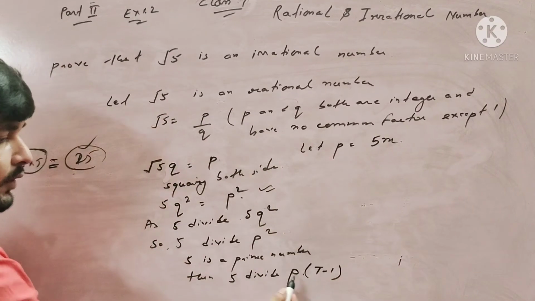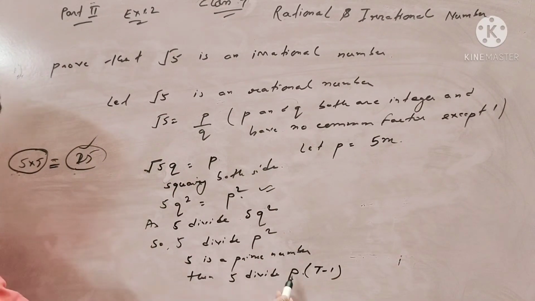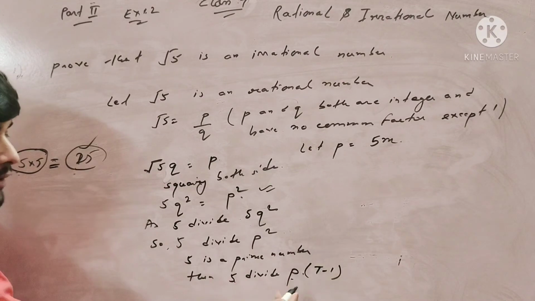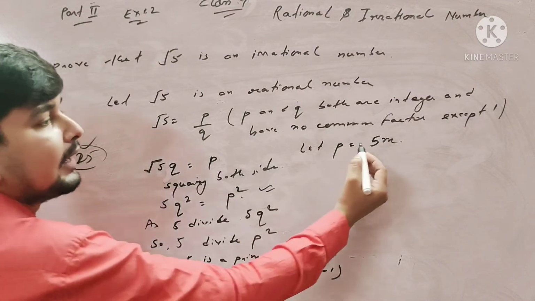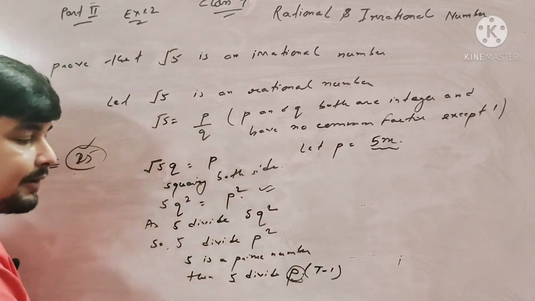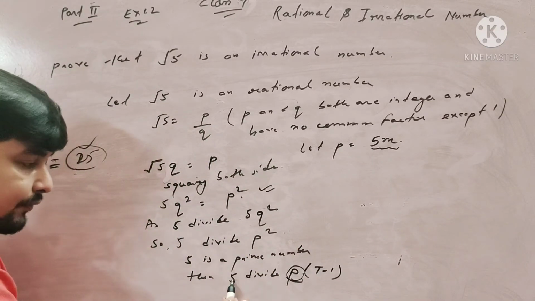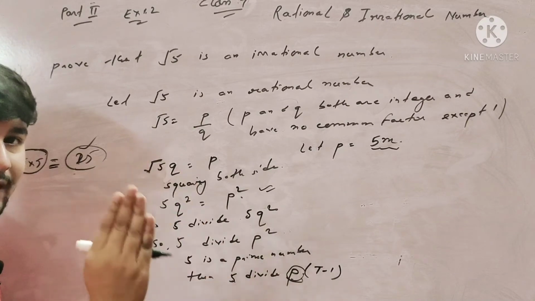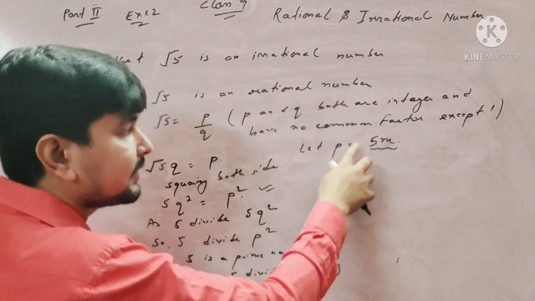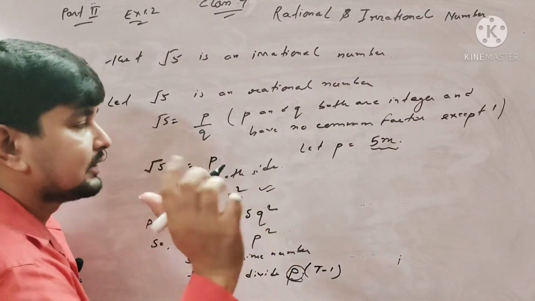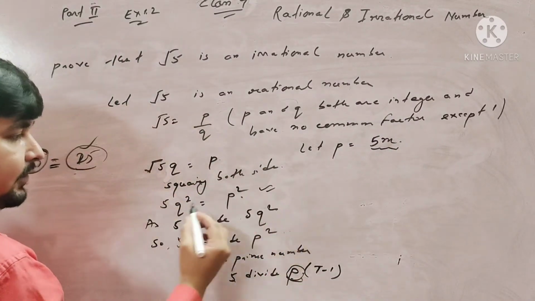Now it's time to let p equal 5m. Just write it down. Because 5 divides p, that means p contains the value of 5 in terms of 5, that's why it is divided by 5. Again I repeat, 5 divides p, that means the value of p contains some multiple of 5. That's why p equals 5m. This is our equation 1.